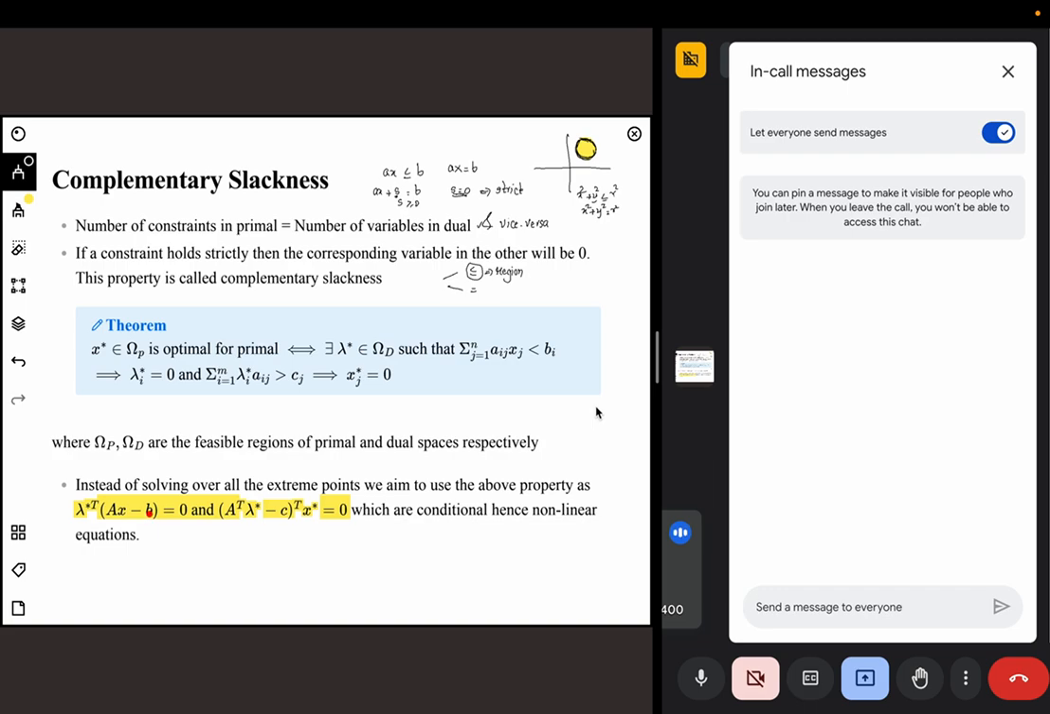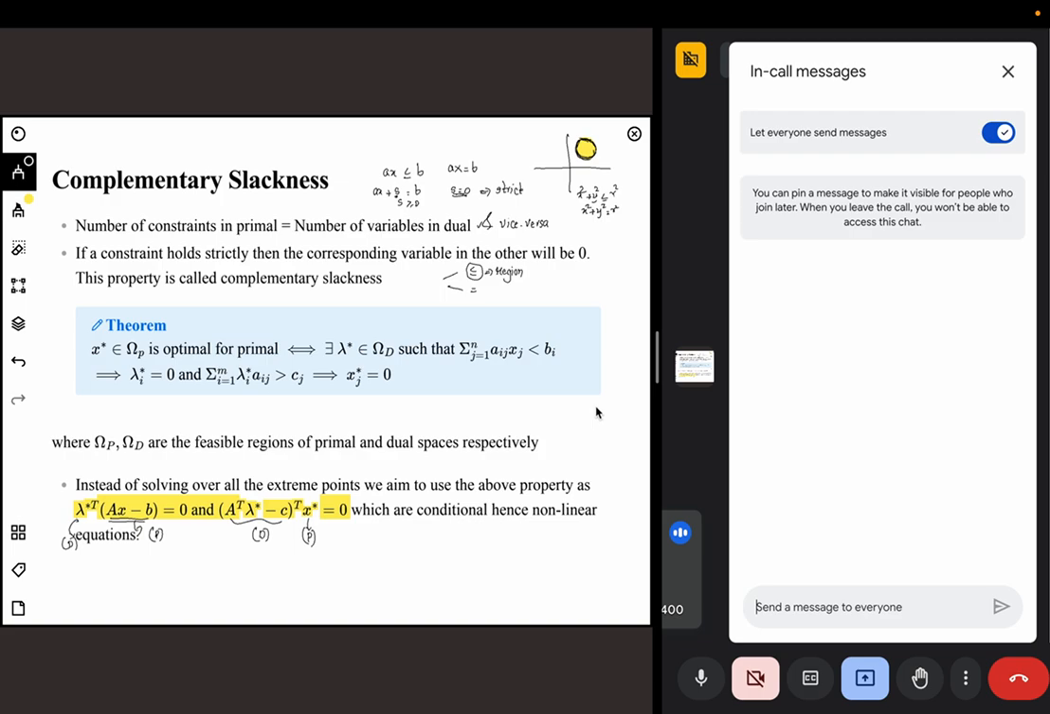If Ax equals b, in the primal problem we have a strict equality. Then lambda star we don't have to worry about. Lambda star may not be 0. But if lambda star is equal to 0, it's the same thing. Let me write it in this way. This is the constraint in the primal problem. This is the dual variable. This is the constraint in the dual problem, and this is the corresponding primal variable.